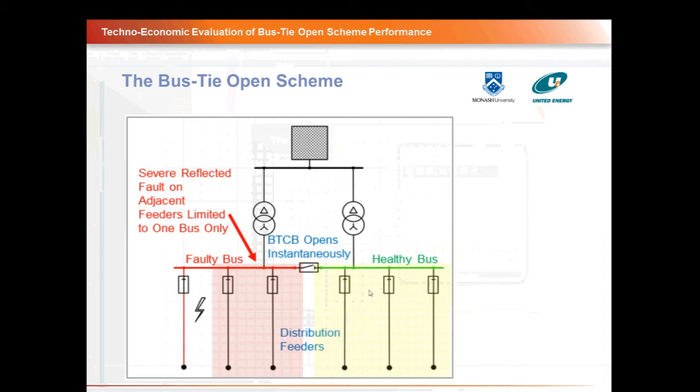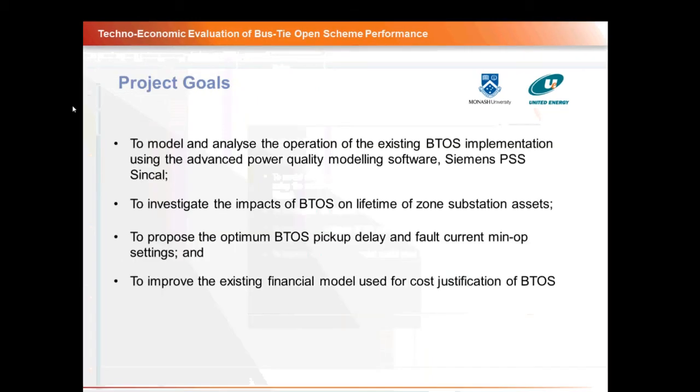This provides enormous benefits for customers, because as we talked about earlier, voltage sags can have severe impacts on customer equipment, especially industrial customer equipment. It can lead to downtime and production loss. Now that we have a general understanding of how the bus tie open scheme works, hopefully the goals of my project should make more sense.